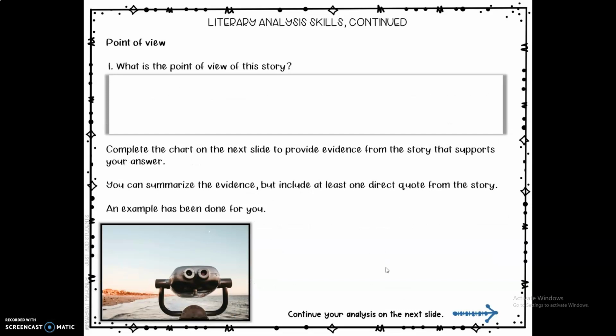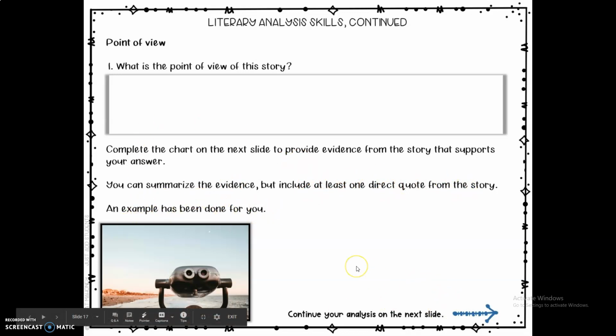What point of view is the story written in? Is it first person, second person, third person? If it's in third person, is it limited or omniscient? Complete the chart on the next slide to provide evidence from the story that supports your answer. You can summarize the evidence, but include at least 1 direct quote from the story. An example has been done for you.